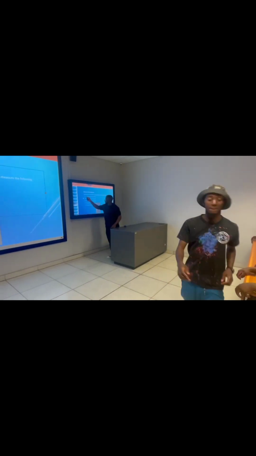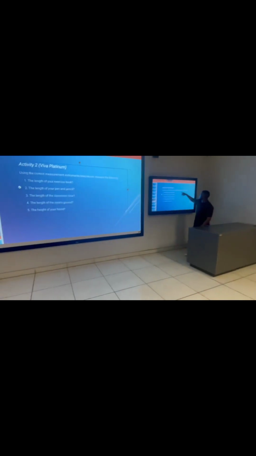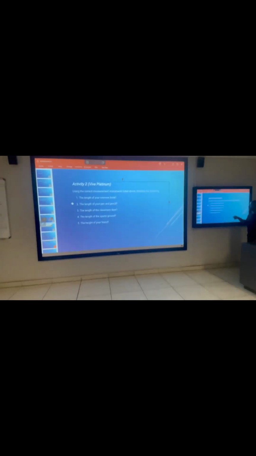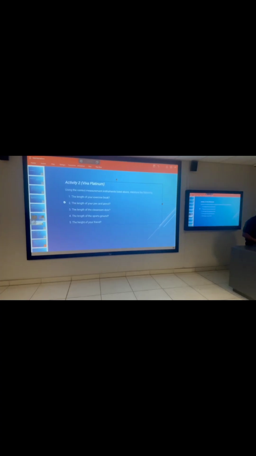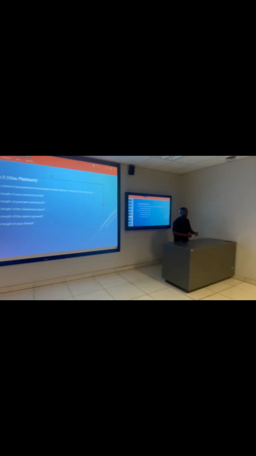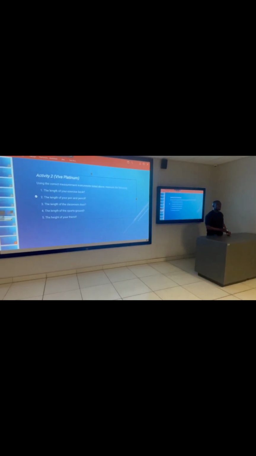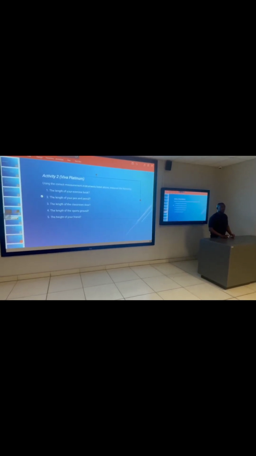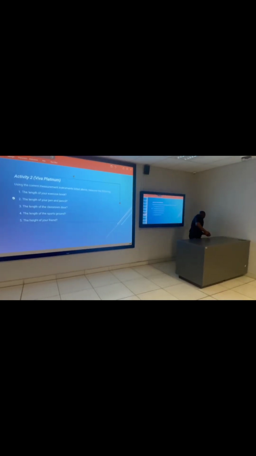Yes, sir. So the instructions are: using the correct measuring instruments listed above, measure the following: the length of your exercise book. Okay, books out. Okay, are we all there? So what instrument are you going to use to measure your books? A ruler. A ruler, ne? Yes. So this is what you're going to do, ne?